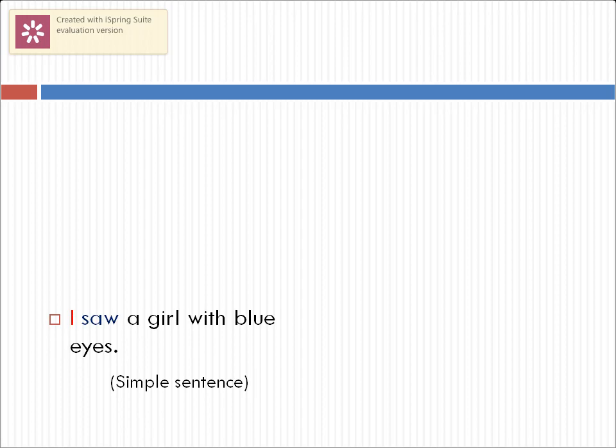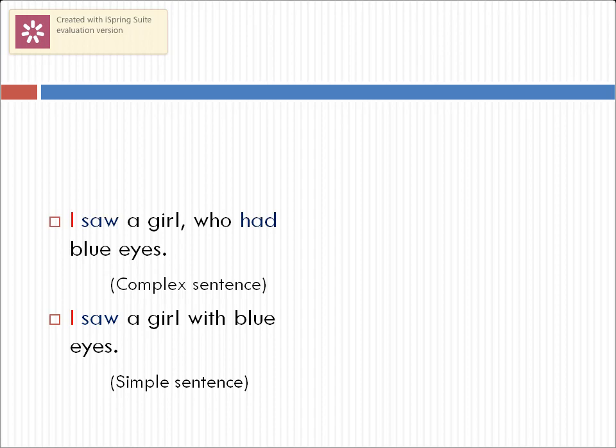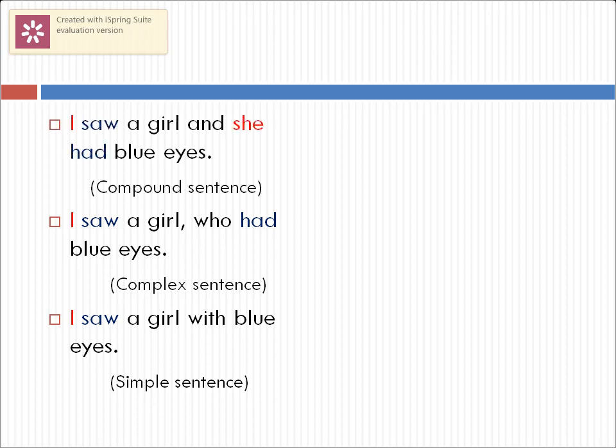Now let's look at some examples. Here is a simple sentence. I saw a girl with blue eyes. A subject, a verb, and complete thought, one independent clause. Now we can change this into a complex sentence. I saw a girl who had blue eyes. In this sentence, I saw a girl is an independent clause and who had blue eyes is a dependent clause. Or we can change that into a compound sentence. I saw a girl and she had blue eyes. In this sentence, I saw a girl, she had blue eyes, both of them are independent clauses.